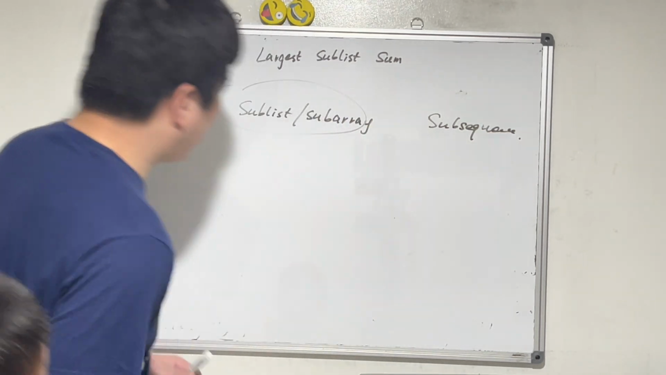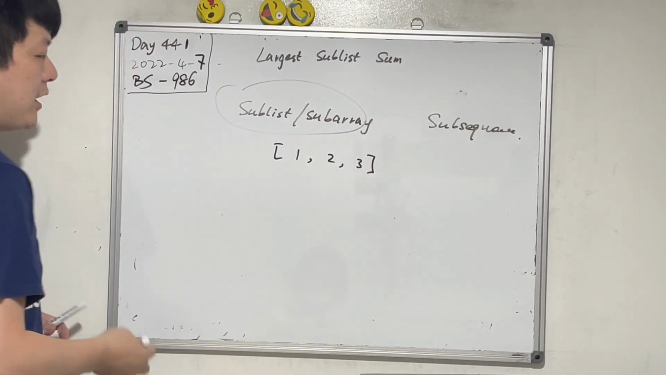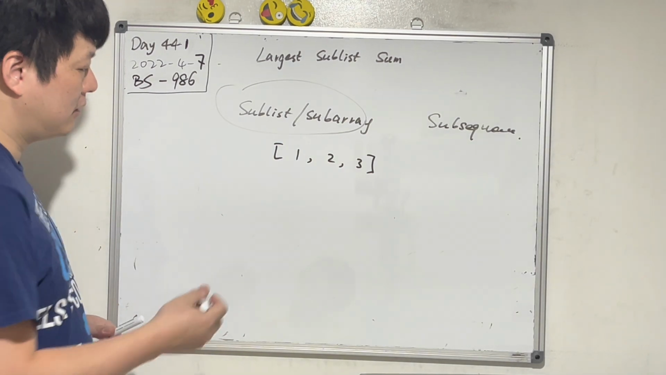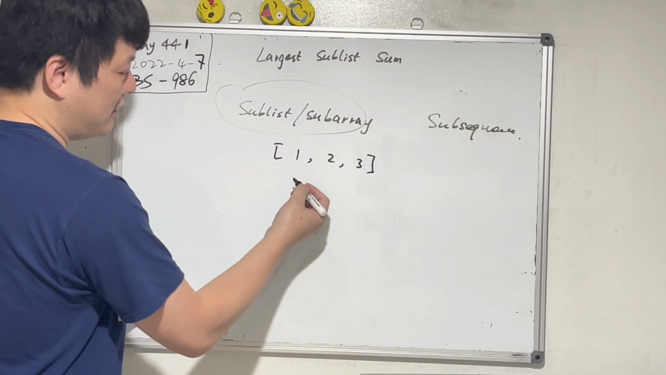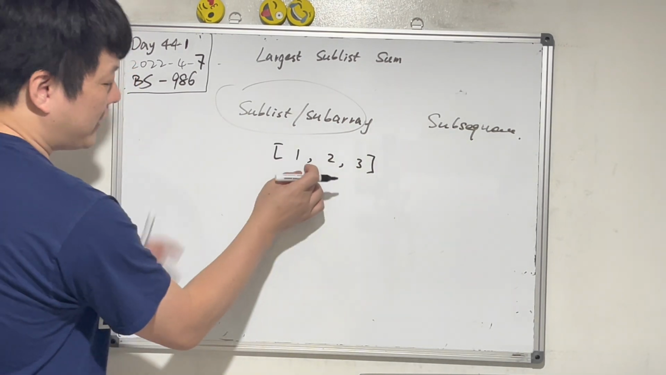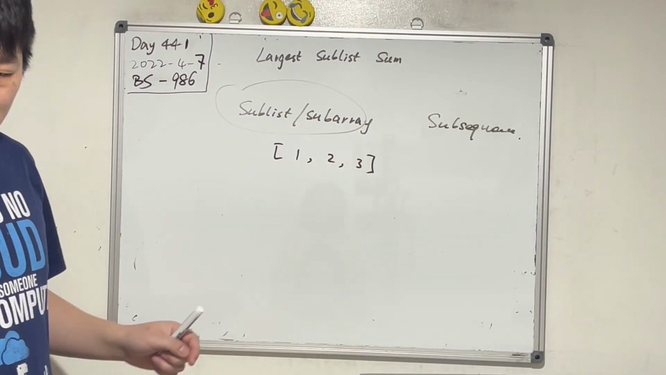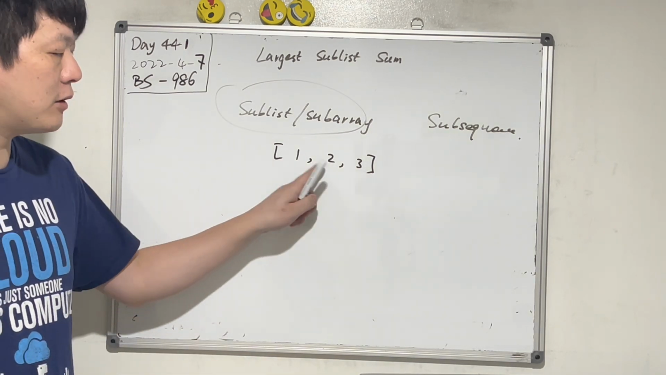For example, let's do this: 1, 2, 3. This is an array. Can you give me an example of a sublist? 2, 1? 1, 2, 3. 2, 3, 1 is not, because it has to be continuous. So 1, 2 is a sublist.